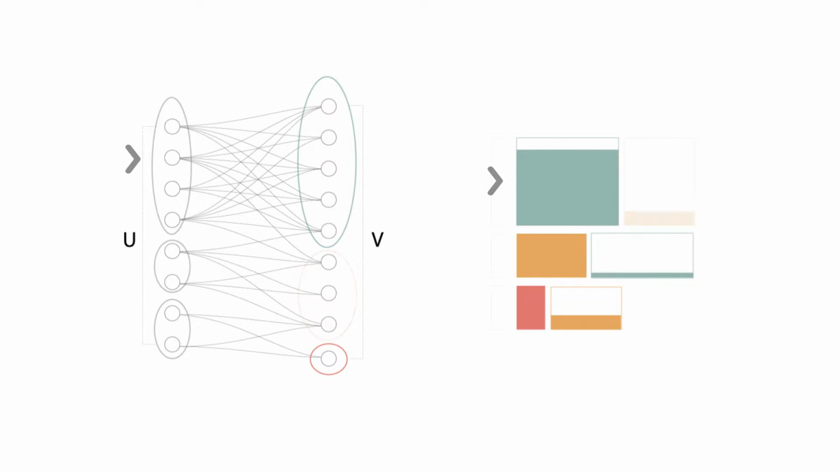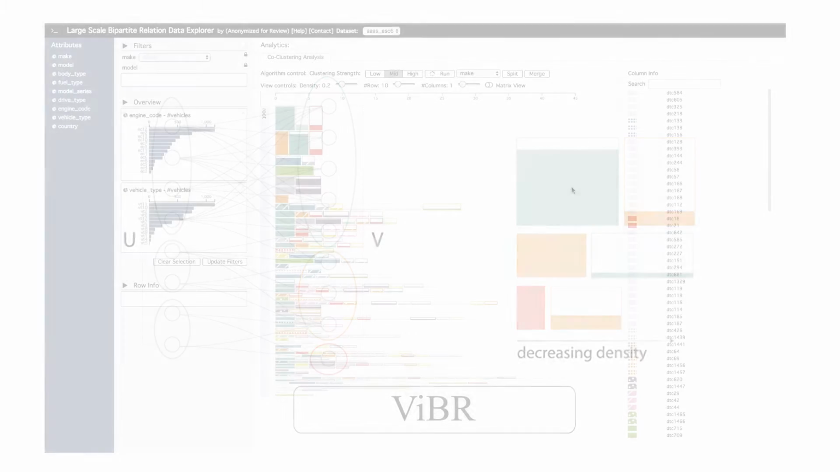Different colors represent different clusters on the other side. The height and the width of the blocks are proportional to the number of nodes in the two clusters. The fill height of the blocks is determined by the density of the edges. The blocks are sorted from left to right by the density.